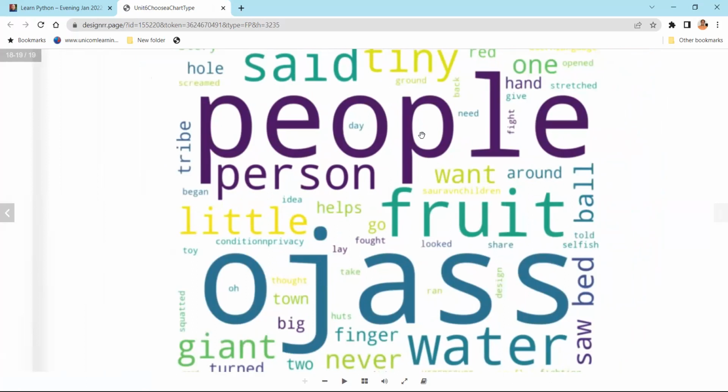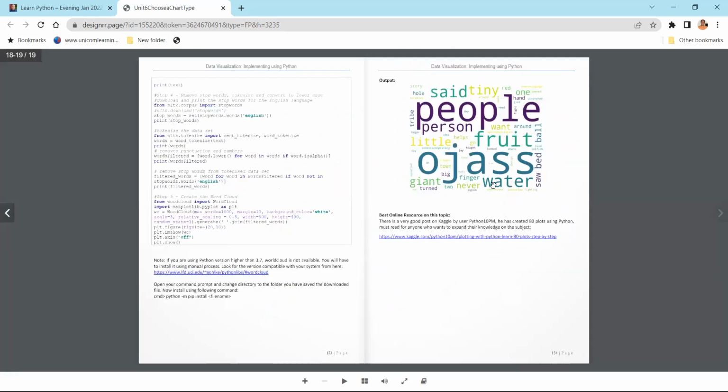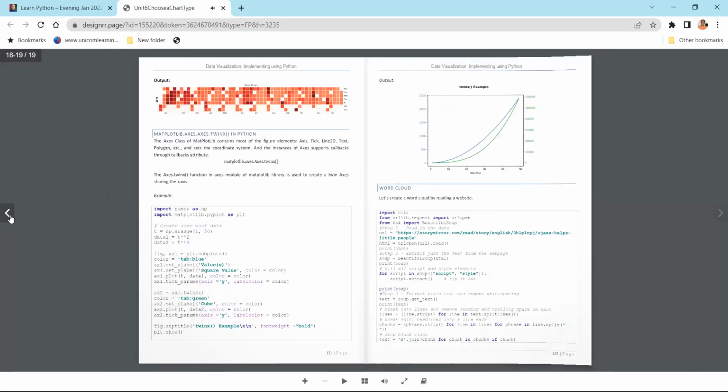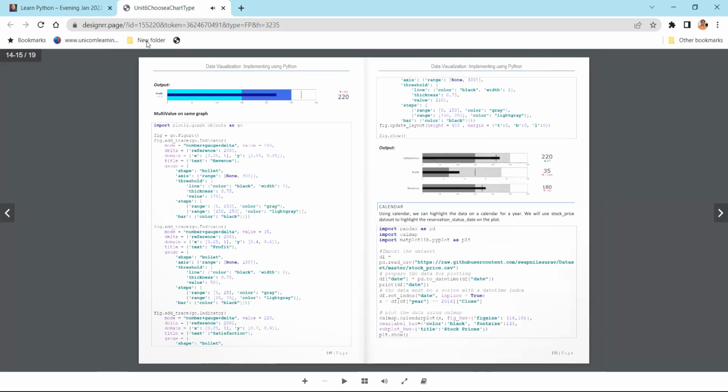Text data is part of your text analysis. You see want is appearing a few number of times, but much less than people and Ojas. Okay, found, looked, these are some of the words that appear in the story or in the article. So I want you to practice this. These are simple graphs. I want you to practice on your own.